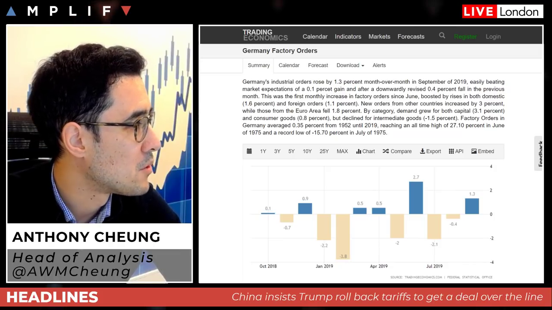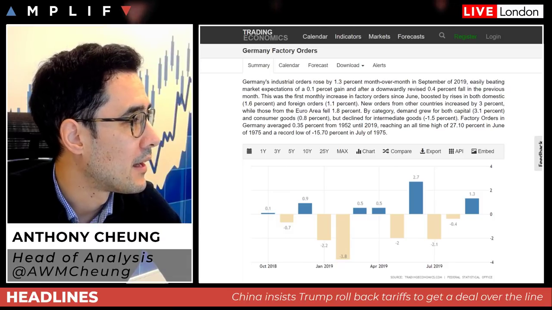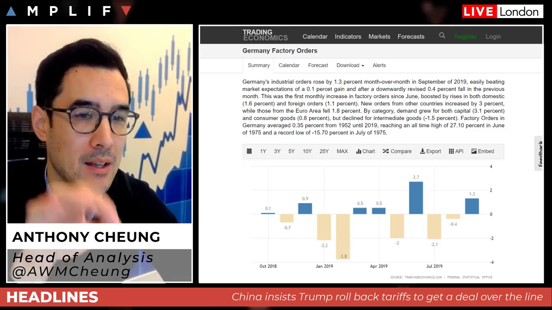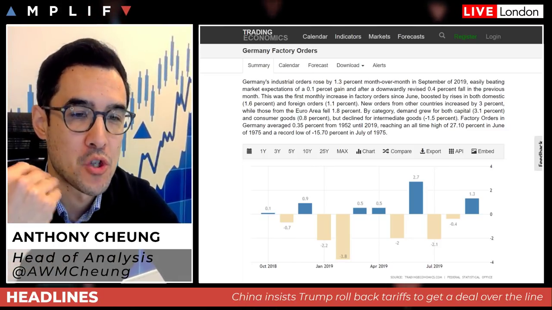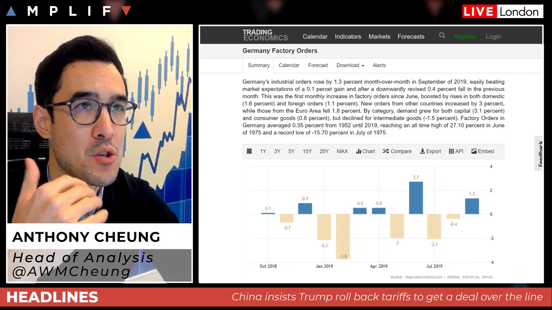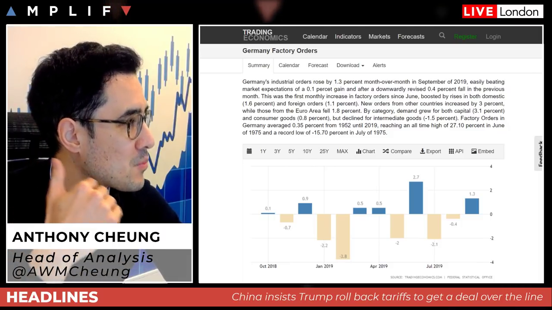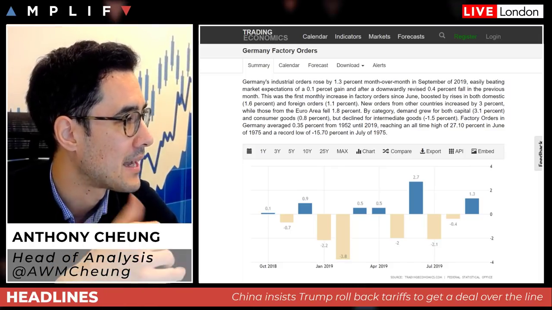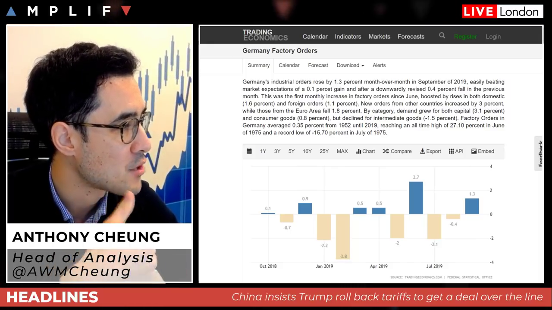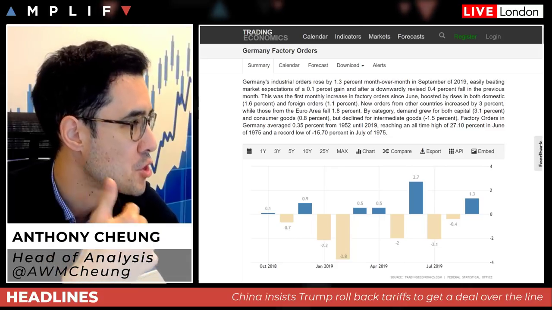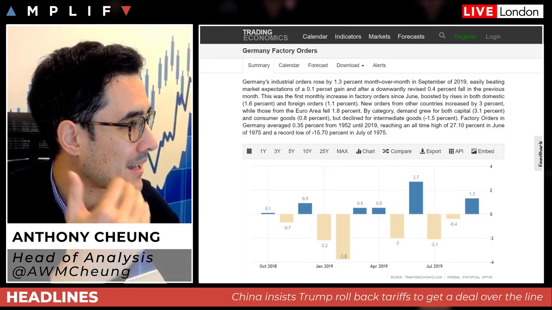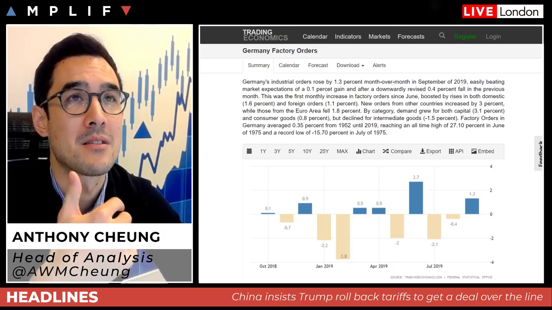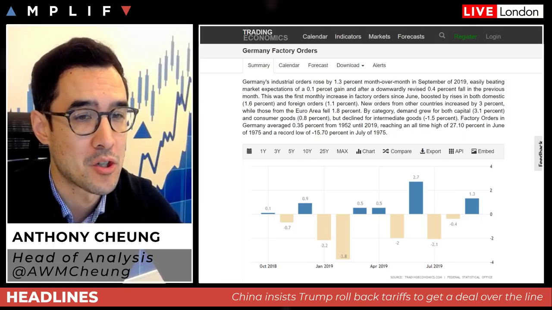Germany's industrial orders rose by 1.3% month on month in September, above expectations of 0.1%. This is particularly important because the German economy, of course, has been under quite substantial stress of late. This was a substantial beat, albeit it does tend to be a fairly volatile data set. It was the first monthly increase in factory orders for Germany since June, boosted by a rise in both domestic and foreign orders. So it's likely to alleviate, at least near term, any of the concern that was mounting for that particular country.